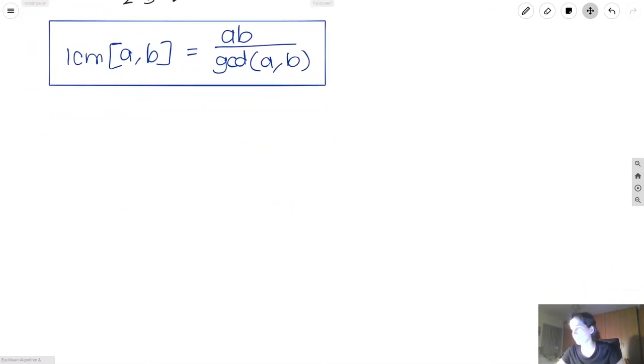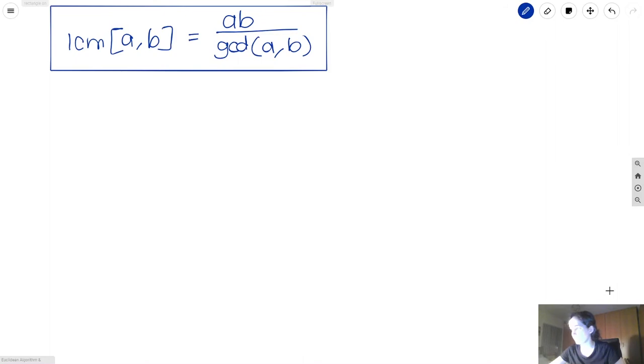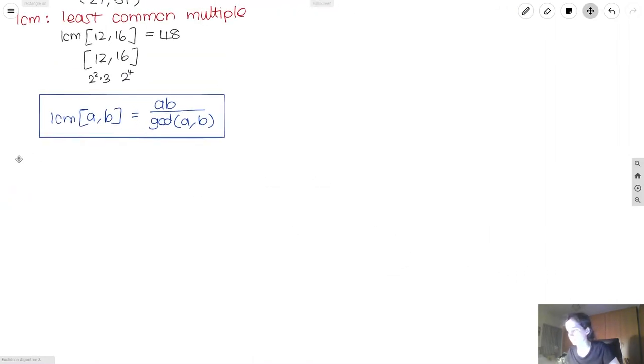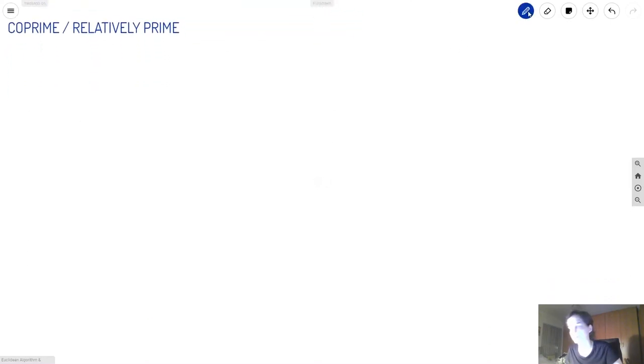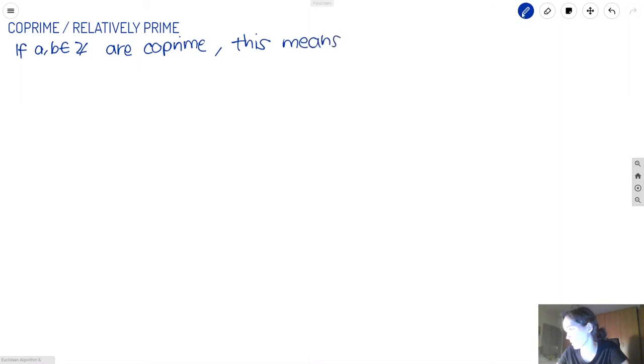Okay, quickly another definition. If we say two numbers are coprime, or relatively prime, so if integers A and B are coprime, this means the GCD of A and B will be equal to 1. So they share no common factors except for 1.